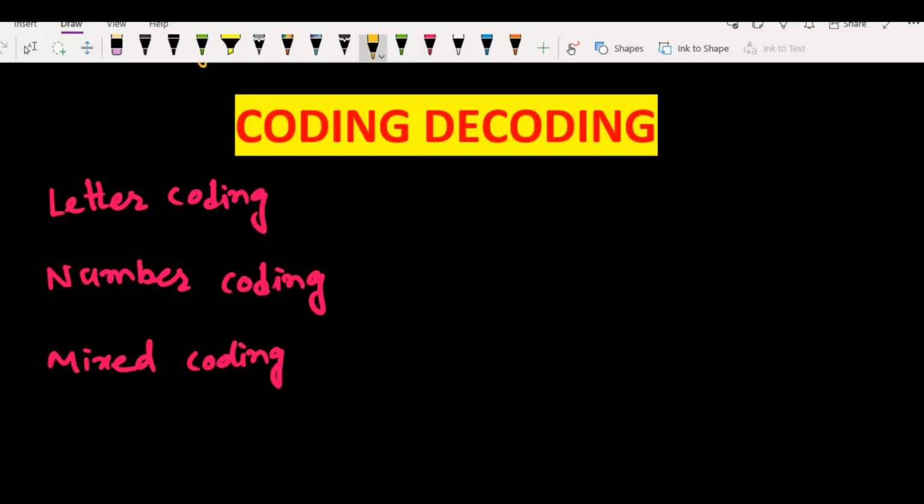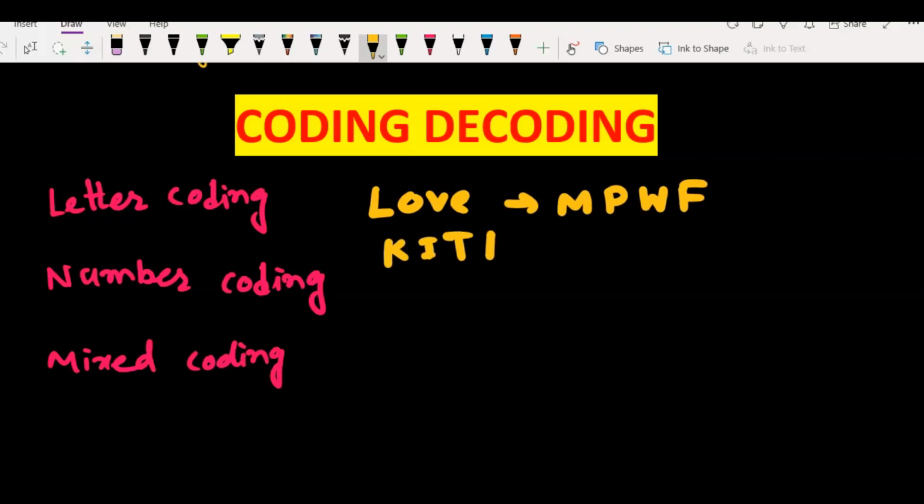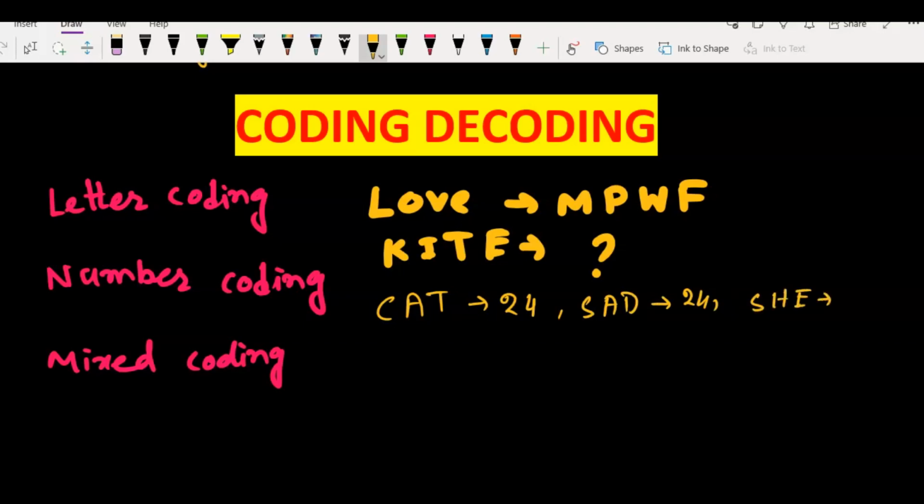What is letter coding? Let's see an example. Suppose LOVE is coded in MPWF, then KITE is coded in which word? So this type of question is an example of letter coding. Now let's see what is number coding. Suppose CAT is coded as 24, then SAD is coded as 24, then SHE is coded in which number? So this is an example of number coding.